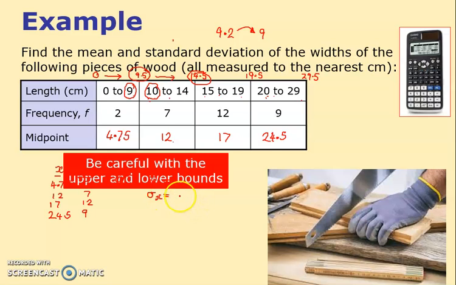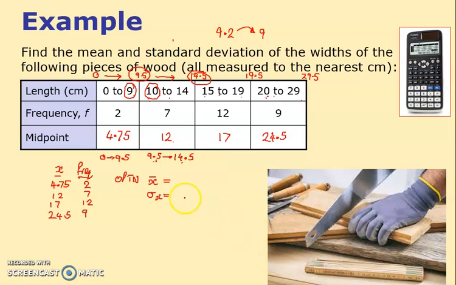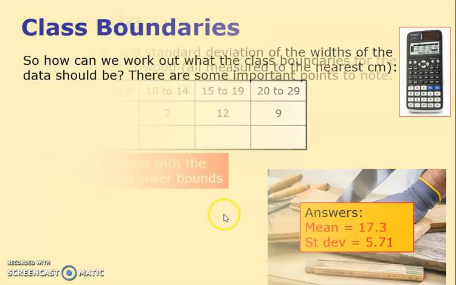My answers, I did say be careful of upper and lower bounds, yes, exactly, are 17.3 and 5.71. So if you get that, 17.3 and 5.71, I think it said, then everyone's happy.